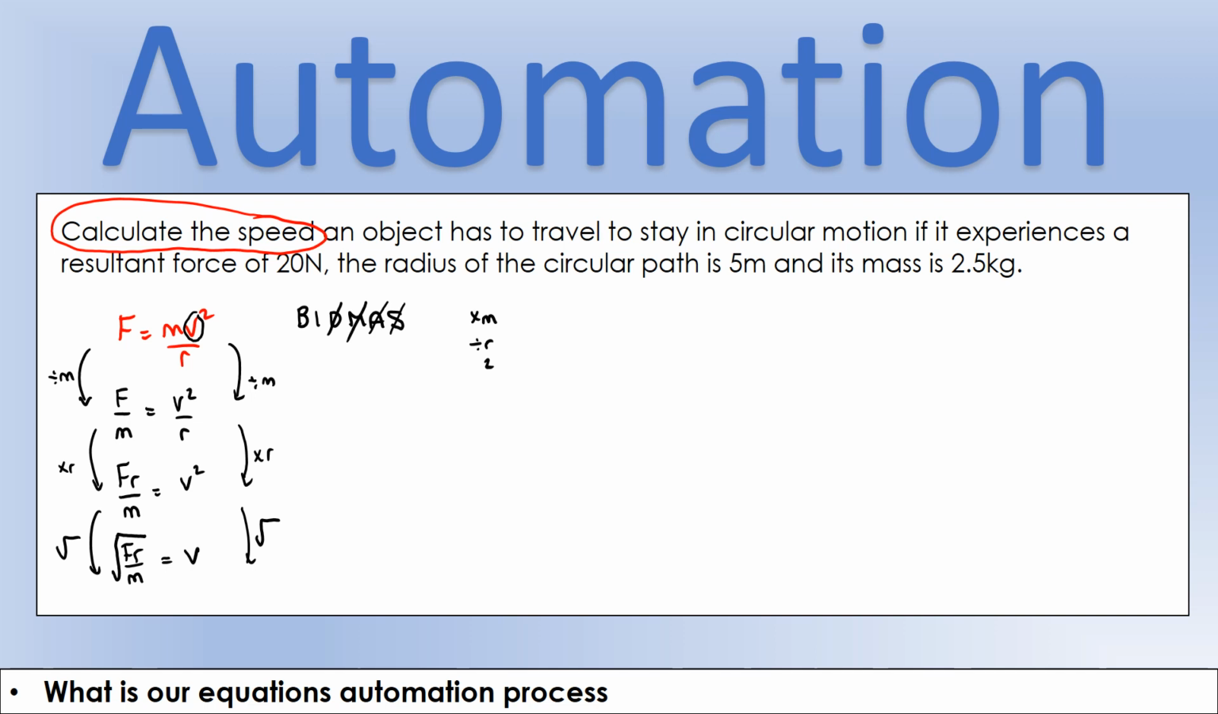So let's now actually plug some values in. If we want to calculate v, we're going to need to do some square rooting, and we're going to need to square root 20 times 5 divided by 2.5. Okay, so what we need to do is get our calculator and actually figure out what that is.